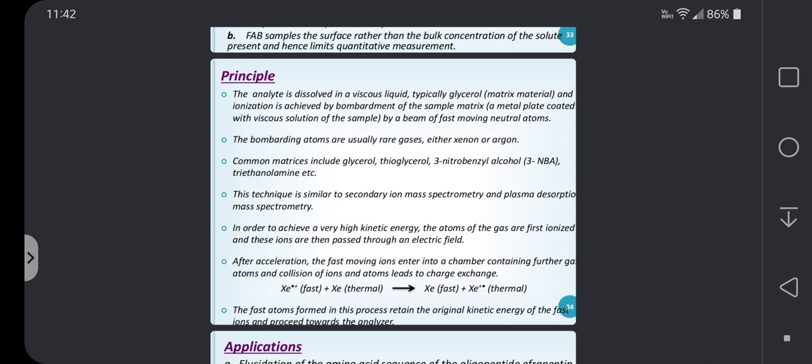What we have discussed till now is an introduction to the principles of mass spectrometry. In the next video, we will learn about the applications.